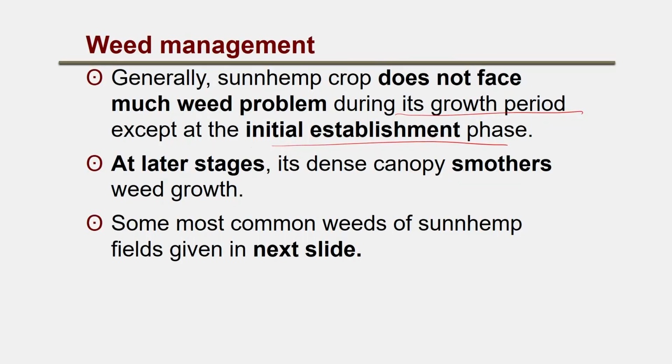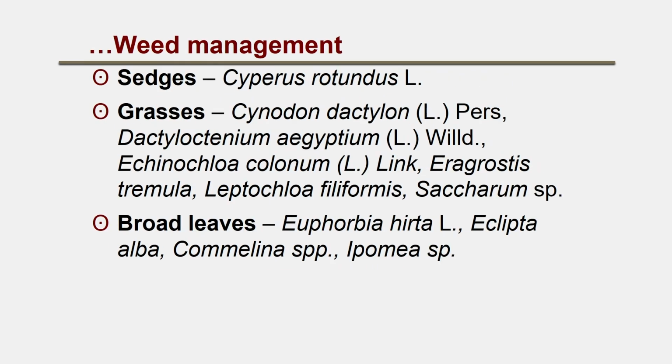Therefore, weeds should be controlled in initial stages. However, at later stages, the dense canopy smothers the weed growth, mainly because of the shading effect, it can suppress the weeds. Some most common weeds of sannhemp fields are given in the next slide. So you can see the major weeds of sannhemp crop: sedges, Cyperus rotundus L.